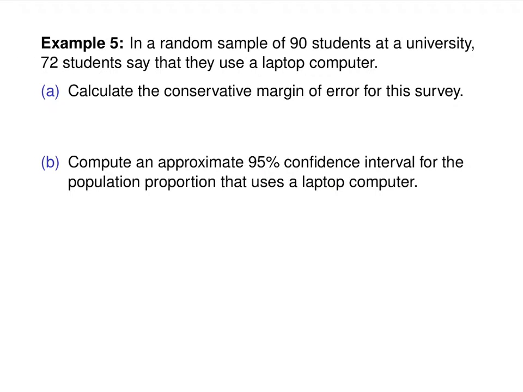In a random sample of 90 students at a university, 72 say that they use a laptop computer. So which one of those numbers is the sample size? 90.